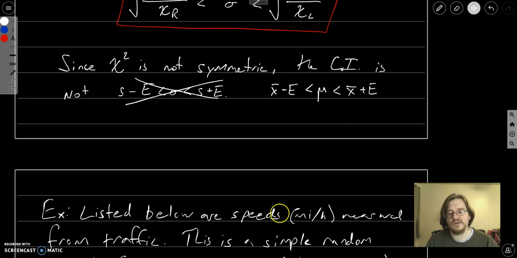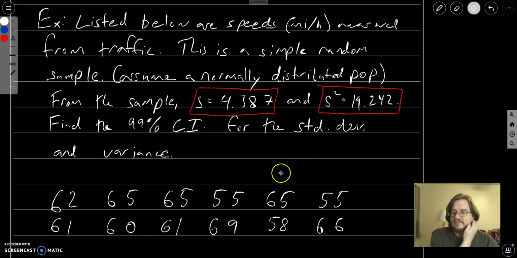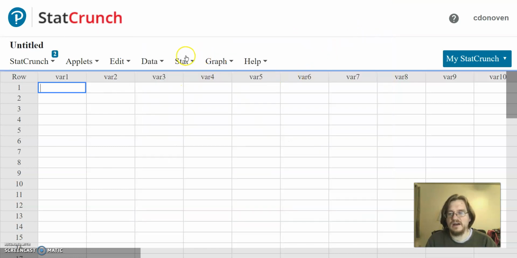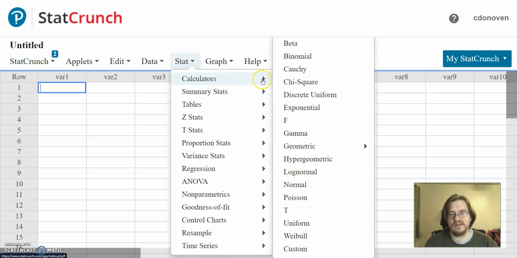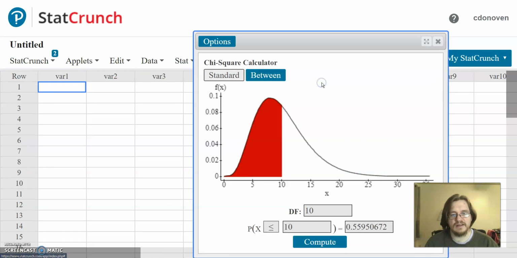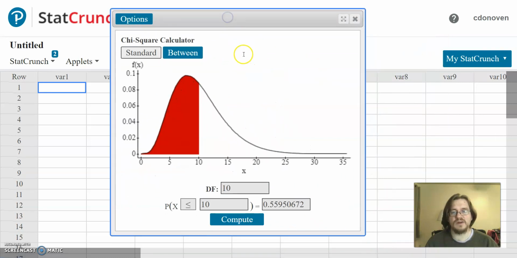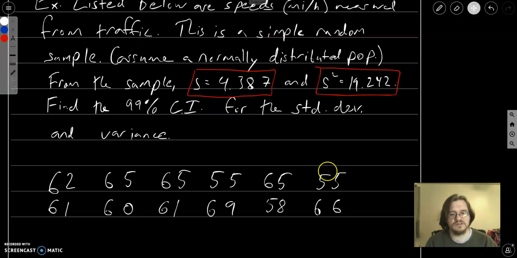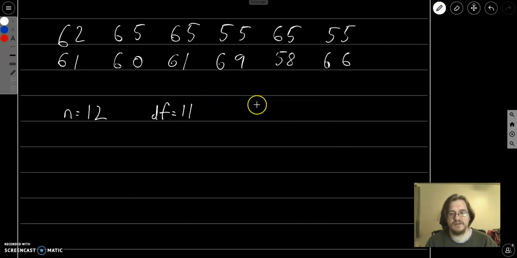So now we need to find the critical values, and this isn't too bad. If we come back to our StatCrunch, we can open up our calculators and find the chi-squared calculator, and we want a 99% confidence interval. So if I draw a picture really quick, I find that this always helps me.